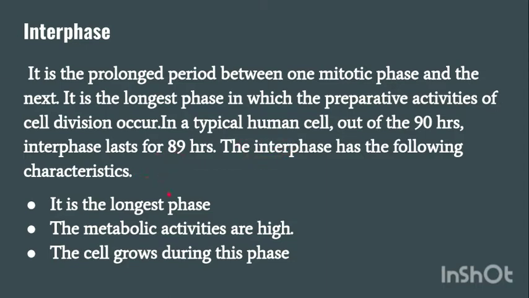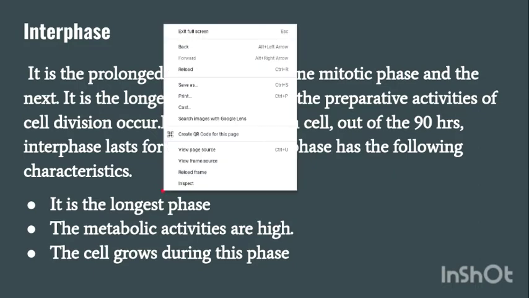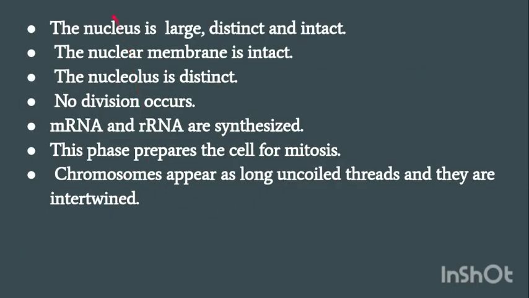It is the longest phase, the metabolic activities are high in this phase, and the cell grows during this phase. The nucleus is large, distinct and intact. The nuclear membrane is also intact. The nucleolus is distinct. No division occurs, and mRNA and rRNA are synthesized, and this phase prepares the cell for mitosis. In this phase the chromosomes appear as long uncoiled threads and they are intertwined.